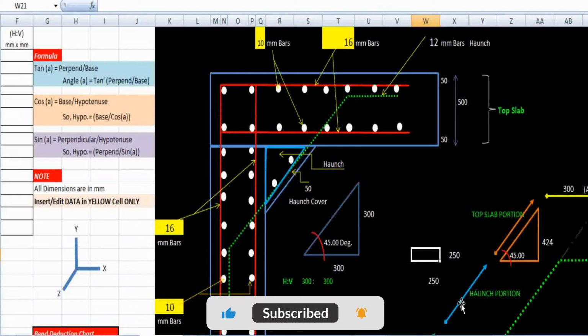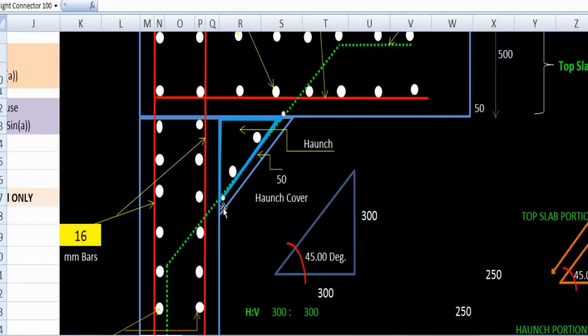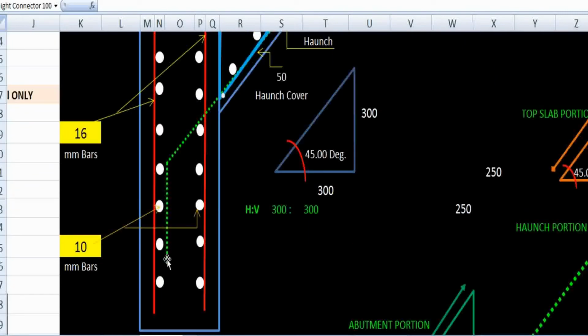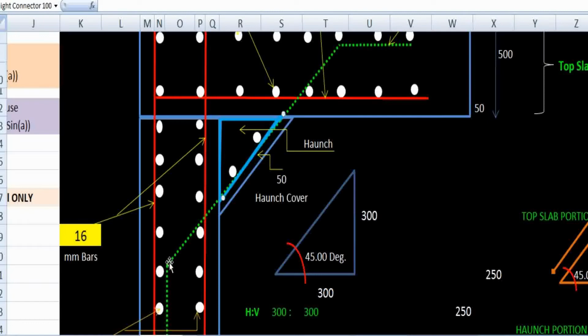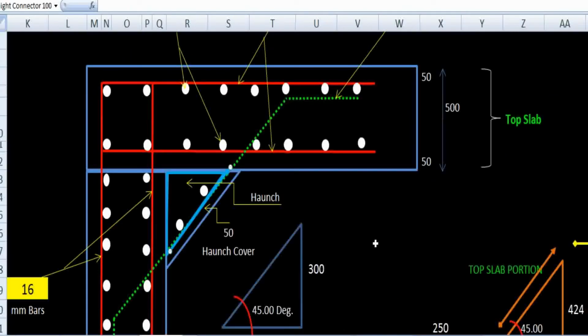Just look at this portion here. Part 5 is this portion, from here to here. Okay, we have to find out the length. Actually we have got this value of 300 millimeter. From here to here we also got this value as 564 millimeter. Okay, and now we have to calculate this length.